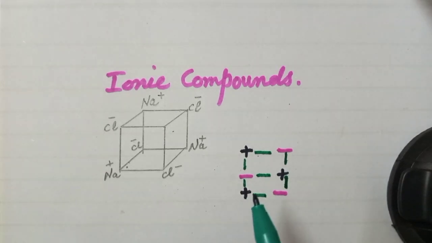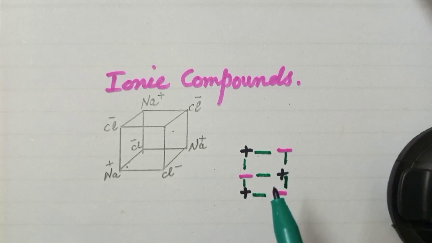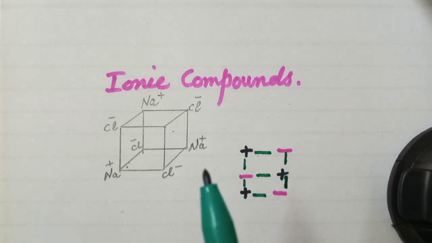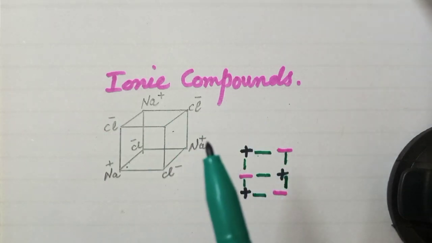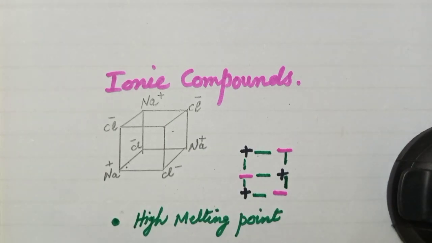These ions are held together by strong forces of attraction. These forces of attraction are called electrostatic forces of attraction because these exist between the oppositely charged ions. And due to these strong forces, these ions cannot freely move in the solid substance. Now, keeping in view these important points of the ionic bond, you can describe the properties of the ionic compounds very easily. Ionic compounds have high melting point and high boiling point because a large amount of heat is required to break these electrostatic forces of attraction.